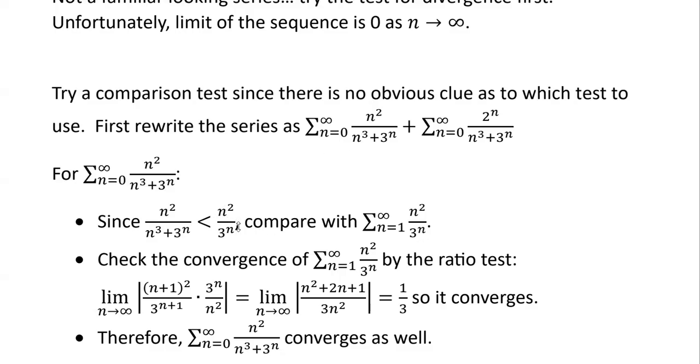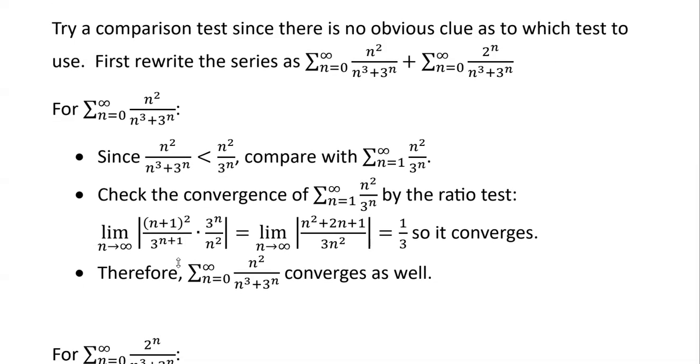So let's do this comparison. For this one, we can use the ratio test. I won't go through all the steps here. The limit is 1/3. What does the ratio test say? If the limit is less than 1, it converges. So this one converges, and since our series is even smaller, it must converge as well by the direct comparison test.